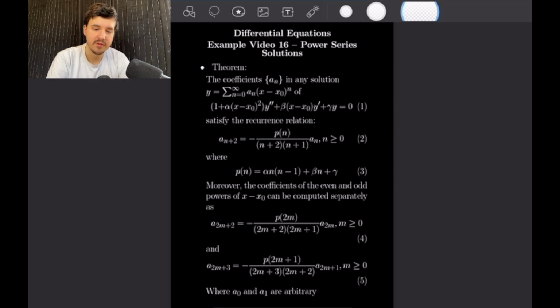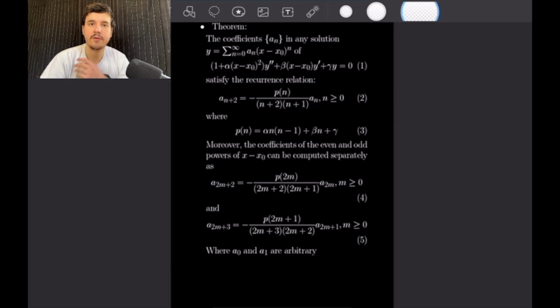So let's go ahead and look at our theorem for this video. This example video is going to be on series solutions for first and second order differential equations. Specifically, we are going to be using this theorem for all of the examples in this video. So the theorem is as follows.